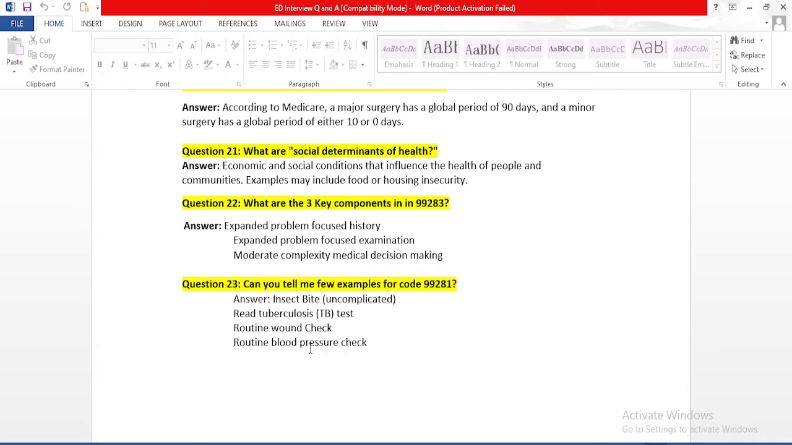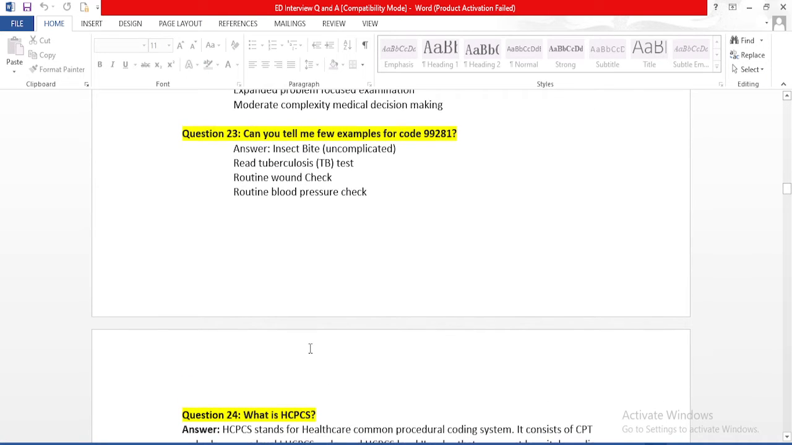Next question, what are the three key components in 99283? Answer: expanded problem focused history, expanded problem focused examination, moderate complexity medical decision making. So can you tell me a few examples for the code 99281? Usually insect bites, tuberculosis test, routine wound check, routine blood pressure checks all come under 99281, which are less severe.